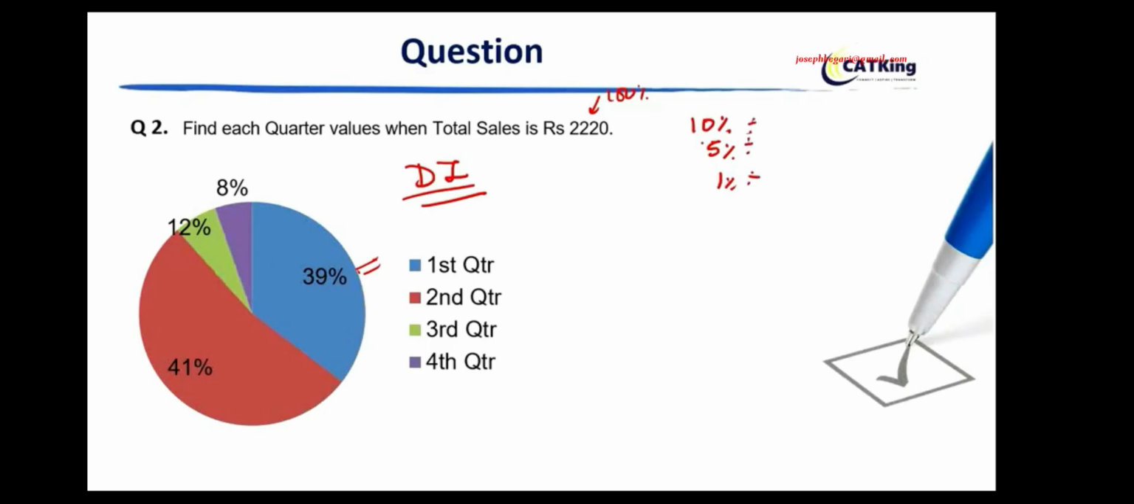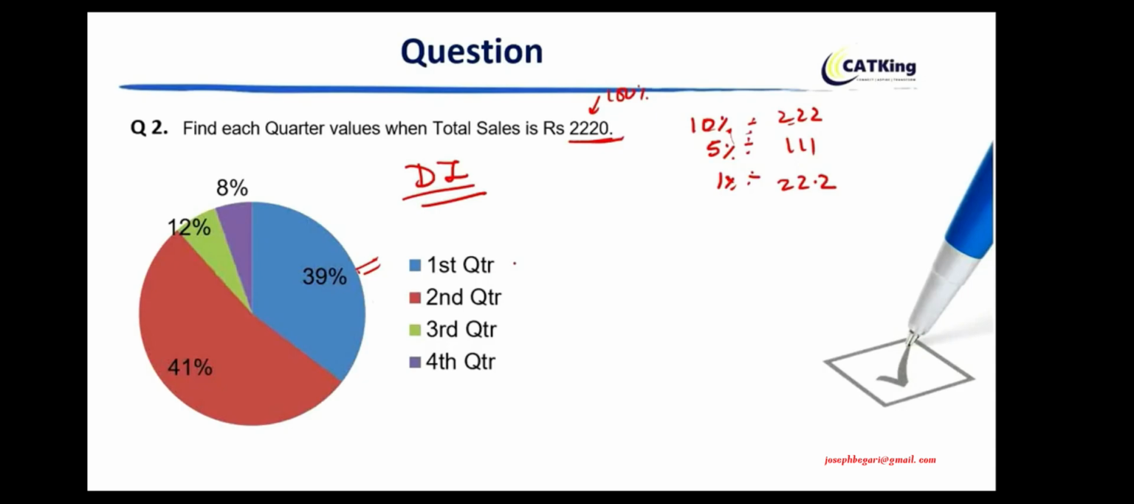Clear? What is 10%? 10% of this is 222. 5% is half of 10%, 111, right? 1% is just 10% of this, that is 22.2, correct? So I got 10%, I got 5%, and I got 1%. Now I have to calculate 39%.